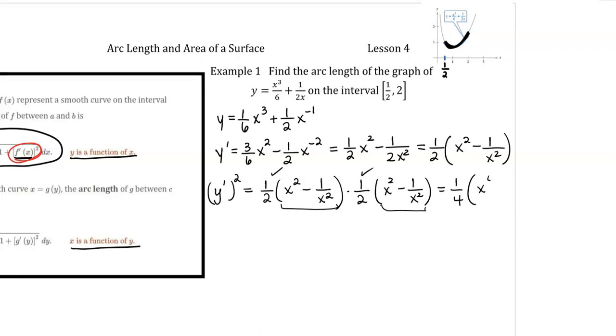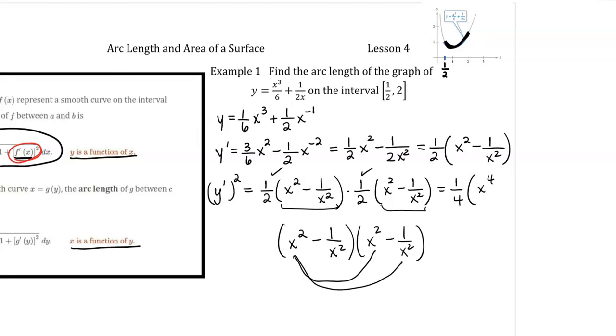X squared times x squared is x to the 4th. X squared times 1/x squared is a negative 1. Okay, so let me write this, to make sure it's clear what I'm doing and where I'm getting these expressions from. X squared times x squared has given me x to the 4th. X squared times negative 1/x squared gives me a negative 1. Negative 1/x squared times x squared gives me another negative 1. And then negative 1/x squared times negative 1/x squared gives me a positive 1/x to the 4th.